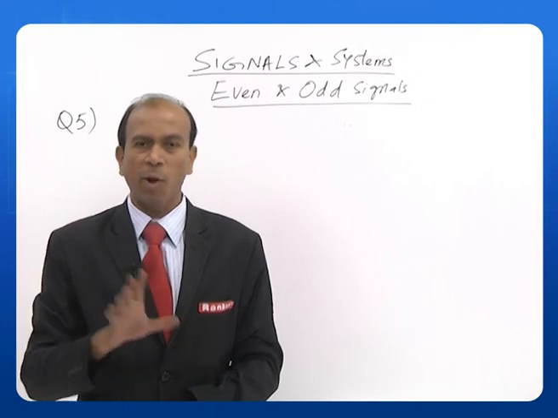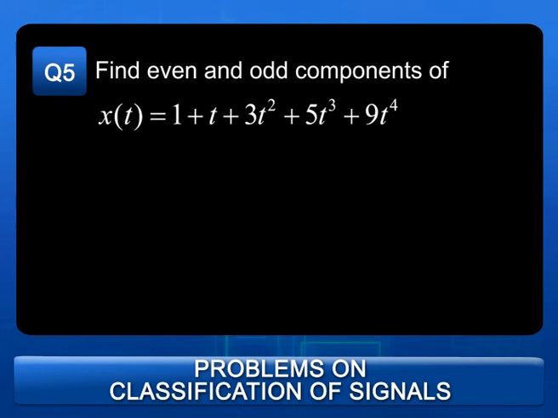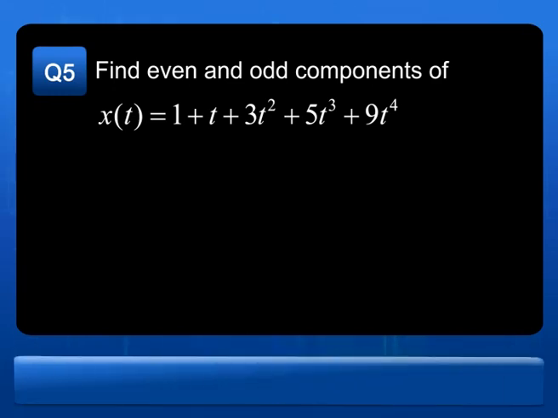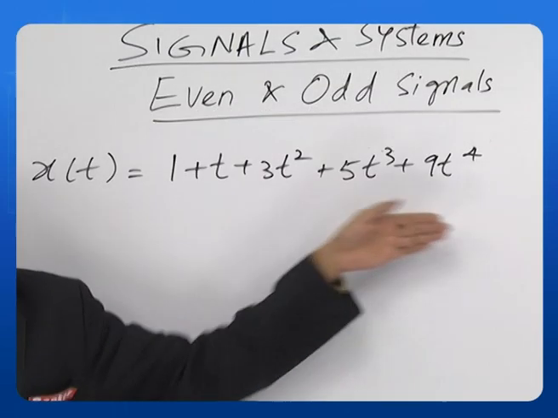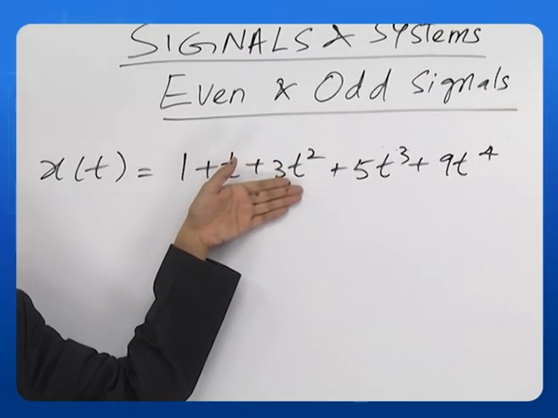Now, let us solve the fifth problem in this series, where we again have a series of equations given like 1 plus t cube. That equation we will solve now. This is the fifth problem in the series, where you have x of t equal to 1 plus t plus 3t square plus 5t cube plus 9t to the power 4. We have to calculate the different even components present in this signal.